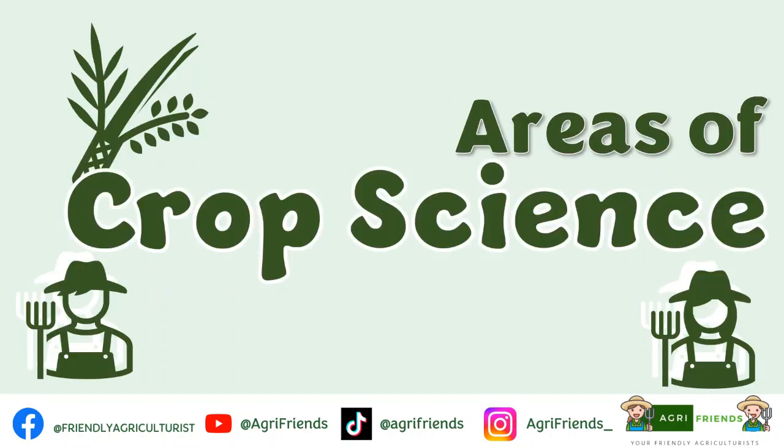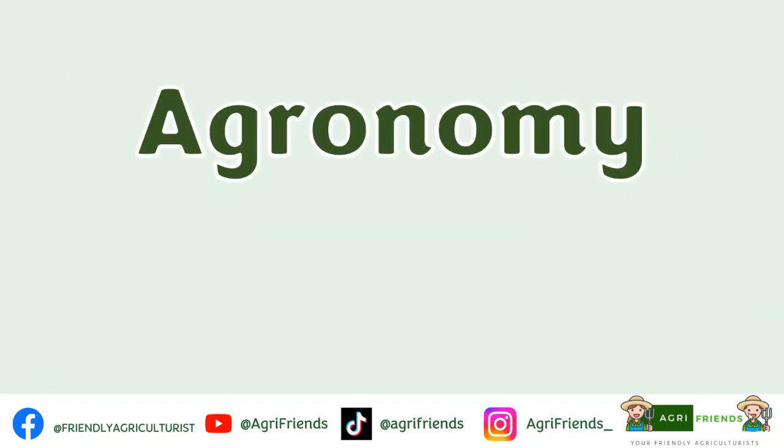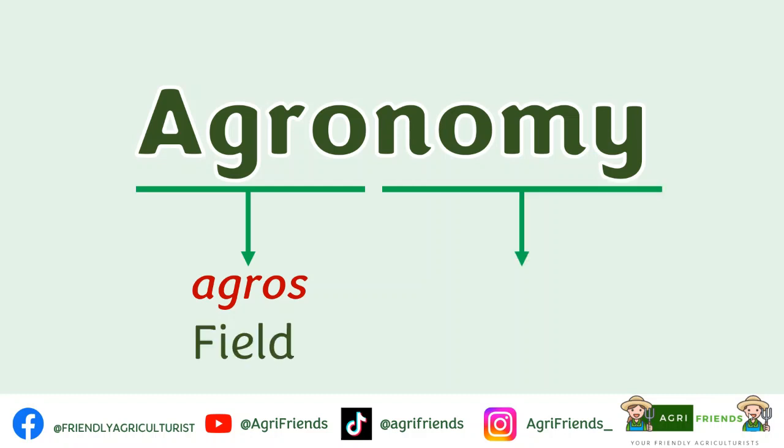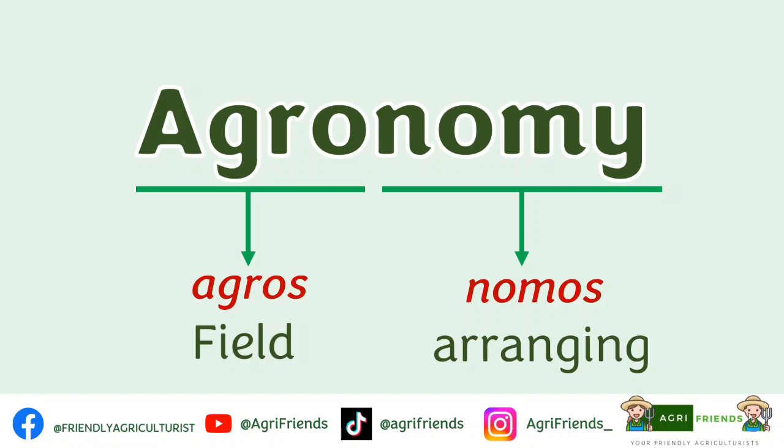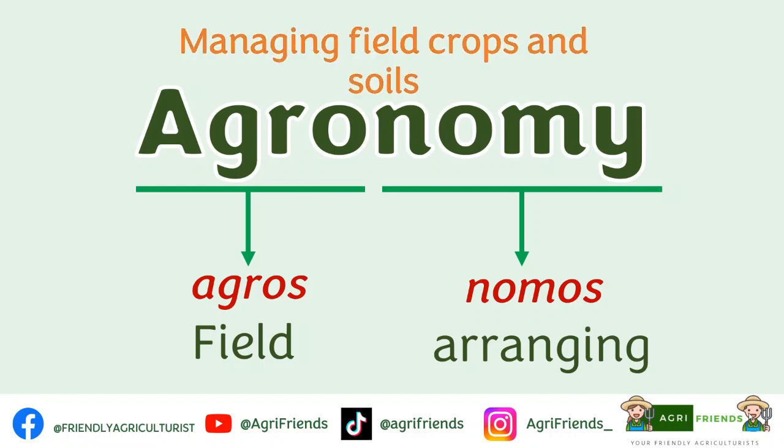There are two areas of crop science. The first one is agronomy. The word agronomy originated from the Greek word agros, meaning field, and nomi from nomos, meaning managing. So this area of crop science deals with the principles and practices of managing field crops and soils. So it is defined as the science of growing field crops.